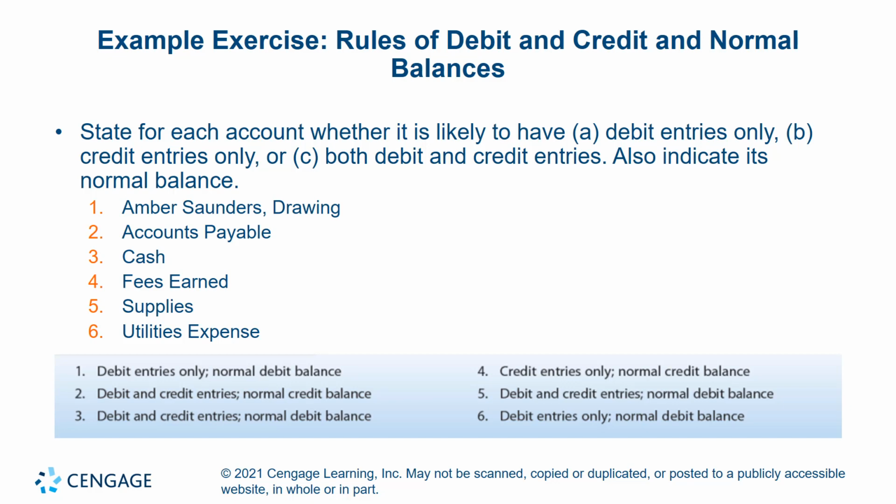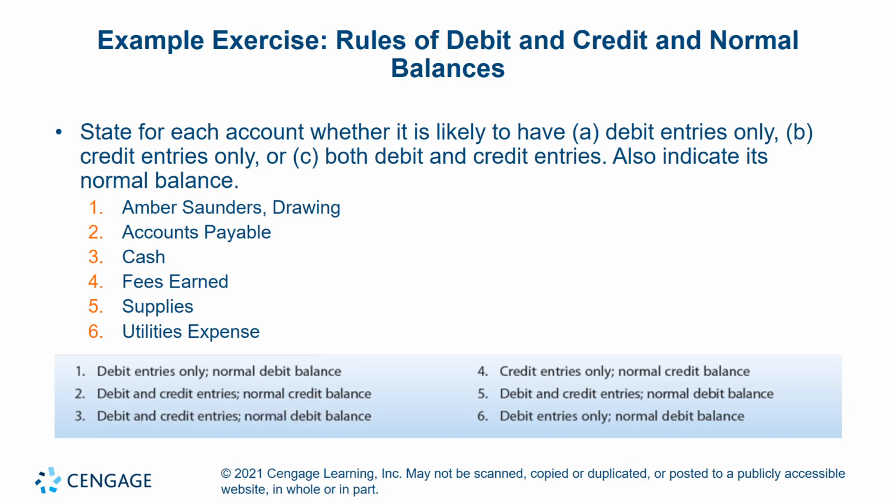Number 3, cash. Cash has an abundant amount of transactions, both increasing and decreasing, right? It's the most frequently used transaction account. So there are debit entries and credit entries, but the normal ending balance will be a debit.